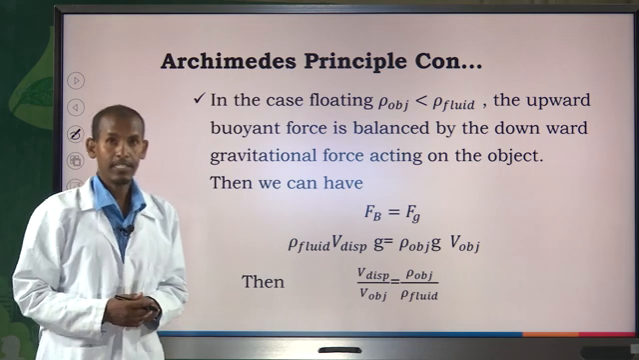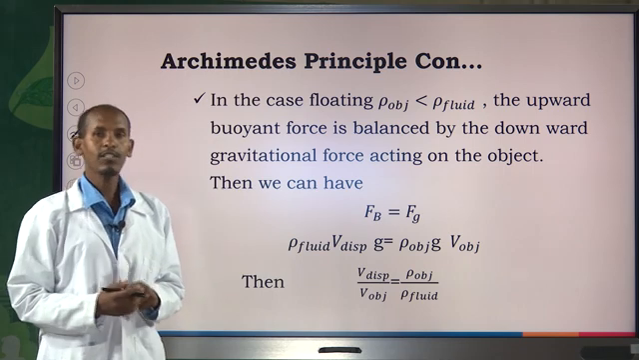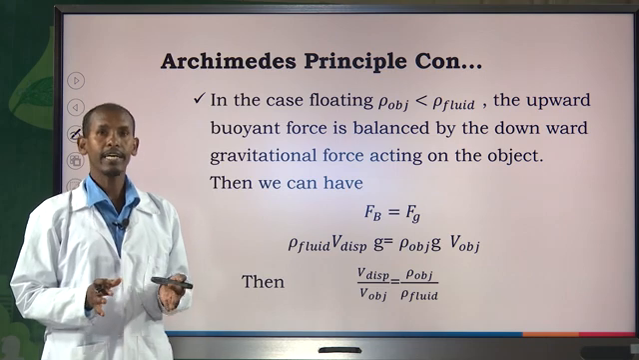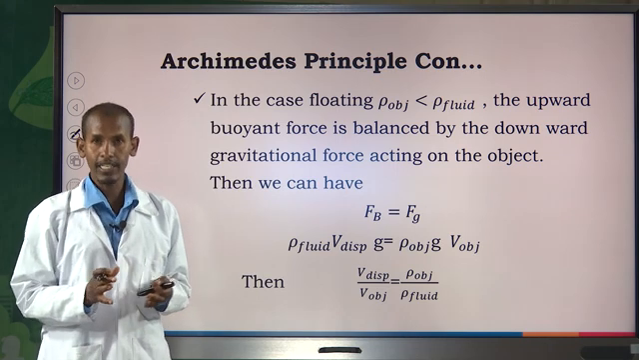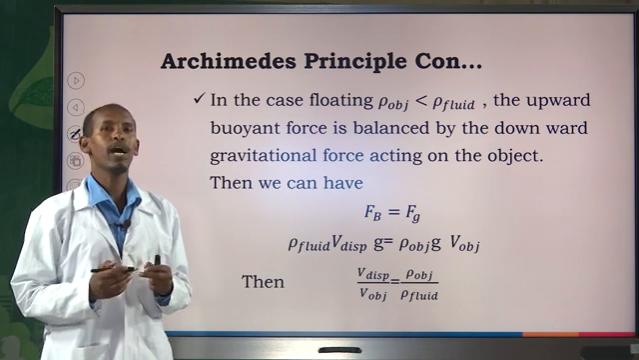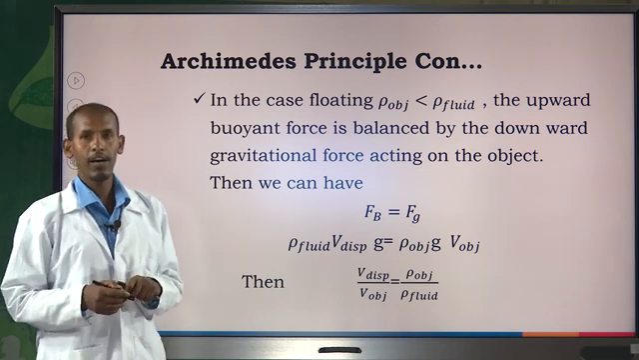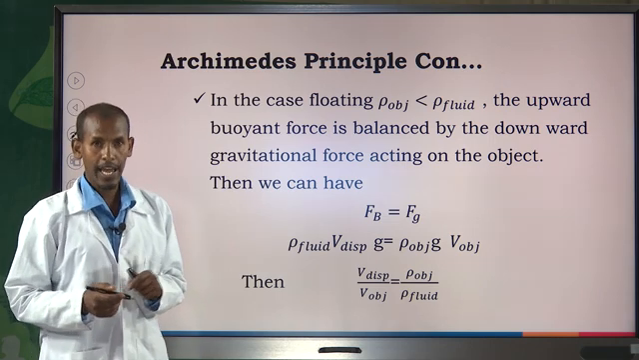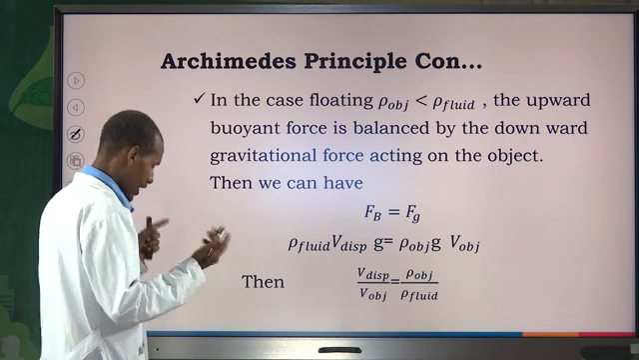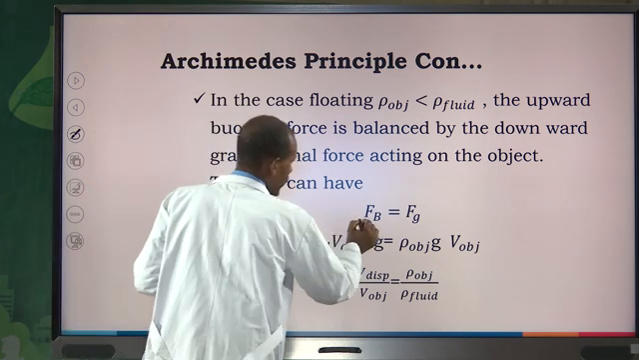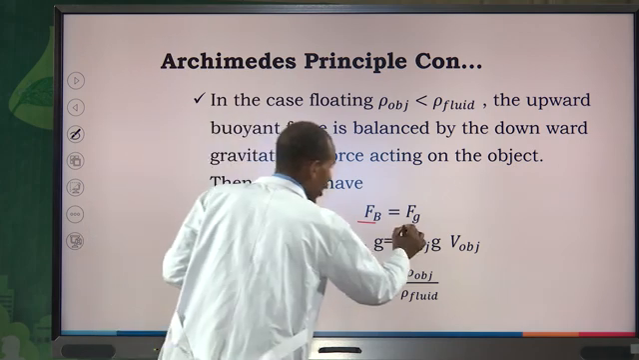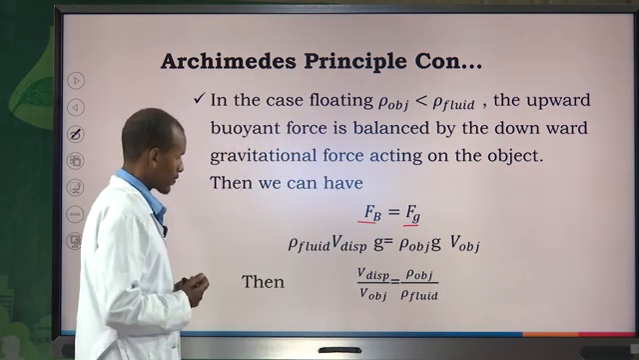In the case of floating, the density of the object is less than the density of the fluid. The upward buoyant force is balanced by the downward gravitational force acting on the object. Then we can have the following. If an object floats, the upward buoyant force balances the downward gravitational force.